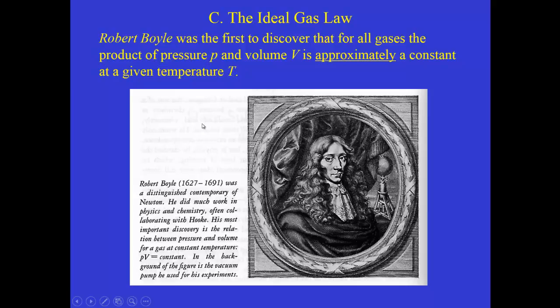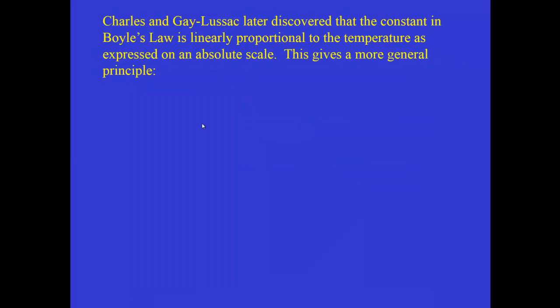There was a little bit more detail gained from further experiments by two others, Charles and Gay-Lussac. What they discovered was that the constant in Boyle's law is linearly proportional to the temperature if the temperature is expressed on an absolute scale, which we now know as the Kelvin scale. So this gives a more general relationship: P times V is not only a constant, but a constant that depends on the value of the temperature. So if the temperature changes, then technically it's not a constant.